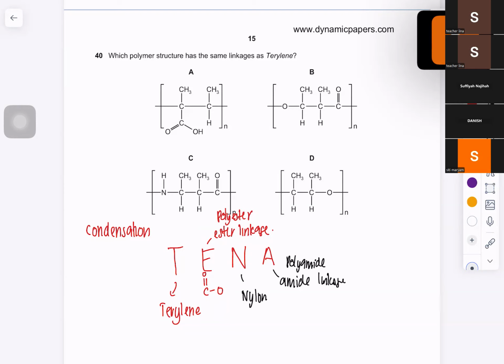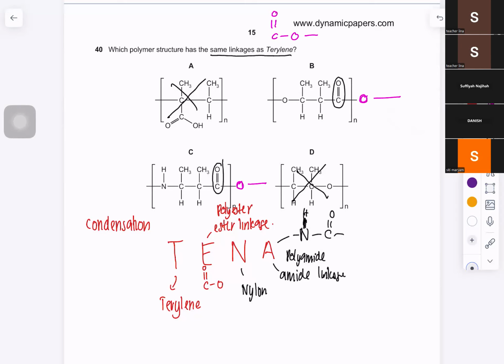Right, sebab ester linkage nanti mesti ada sini. Mesti ada O ni. Sebab ester linkage, dia from the carboxylic acid. So jawapan dia either B or C. Tapi ester linkage ni, terelin ni, dia tak ada nitrogen tau. Now dia ada one nitrogen here. So that's wrong. Your answer will be B.